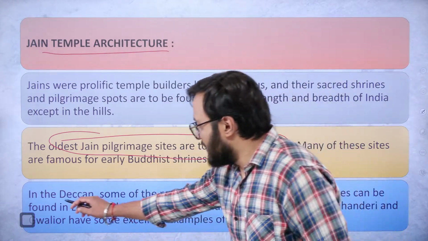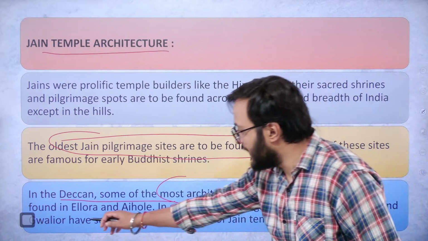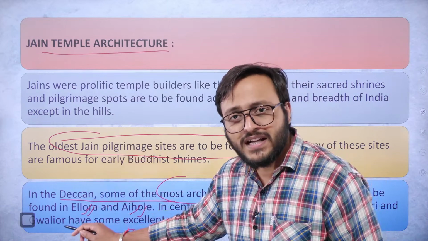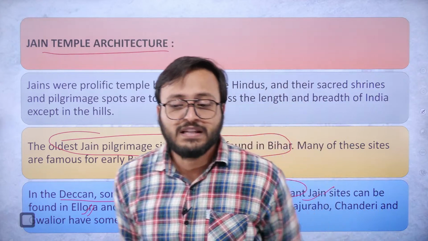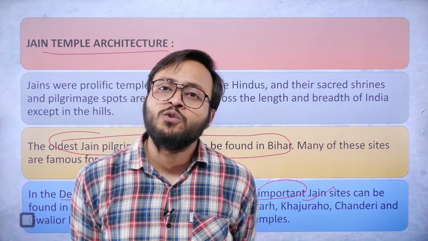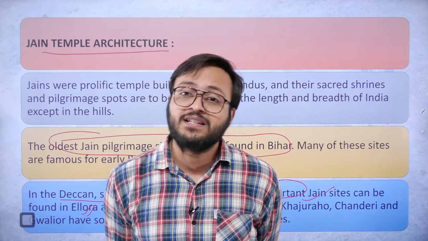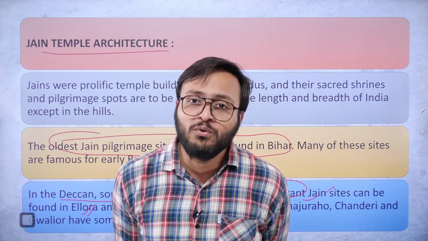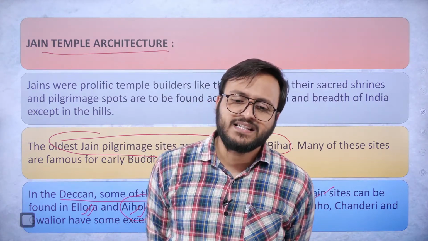Similarly, in the Deccan, the most architecturally important Jain sites are located in Ellora and Aihole. Ellora is related to the Rashtrakutas and Aihole is related to the Chalukyas. Similarly, in central India we also have lots of Jain monuments, such as those at Chanderi, Khajuraho, Ranakpur, and Mount Abu. So Gujarat, Rajasthan, Bundelkhand, and Malwa became the prominent centers of Jainism.